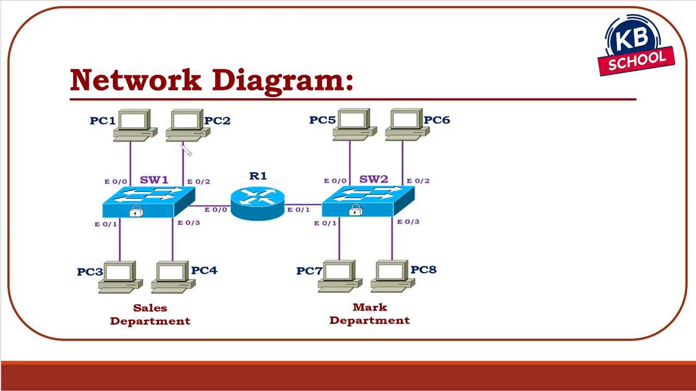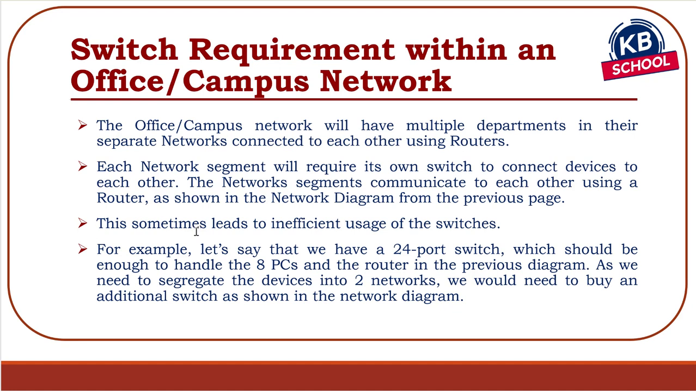So this is your switch over here for the sales department connected to router 1's E0/0 interface. This is another switch over here, which is for the marketing department, and it connects to the router over here. The router will allow me the ability to connect between the two different networks or two different departments over here. Now going back to my slide, this sometimes leads to inefficient usage of the ports, as I explained. In this case, let's say we had a 24 port switch, which should be enough to handle the 8 PCs and the router in the previous diagram, but we need to segregate the devices into two different networks, so we end up buying two different switches.